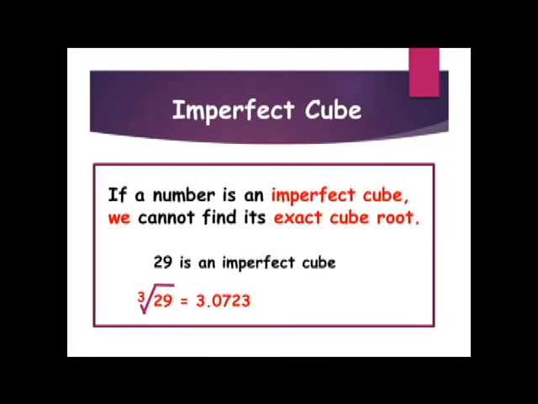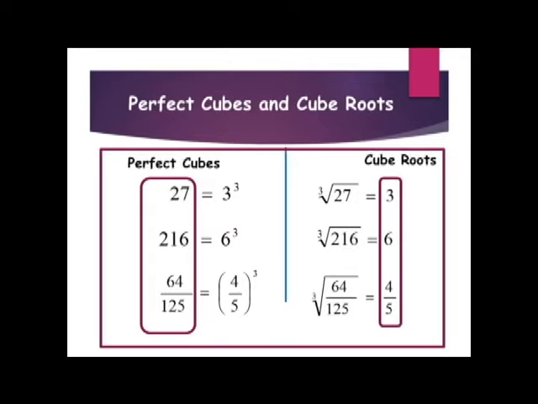Now sometimes we get a number that is an imperfect cube. We cannot find the exact cube root. For example, 29 is an imperfect cube because the cube root of 29 is equal to 3.0723.